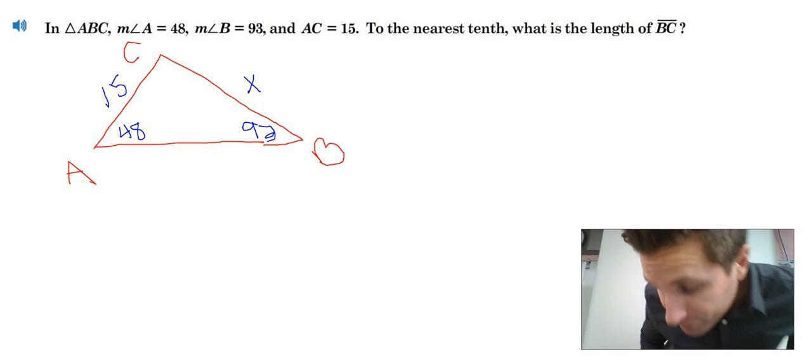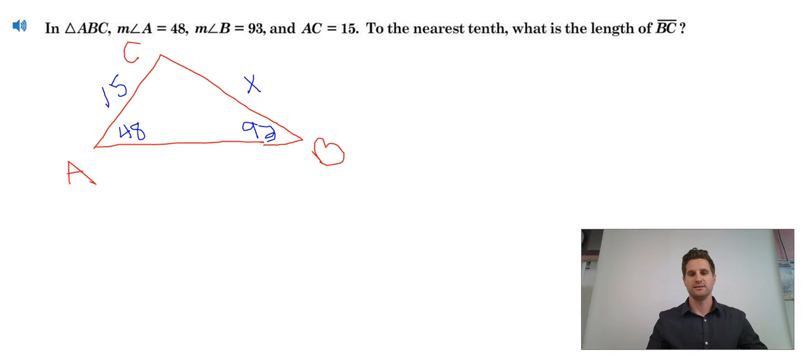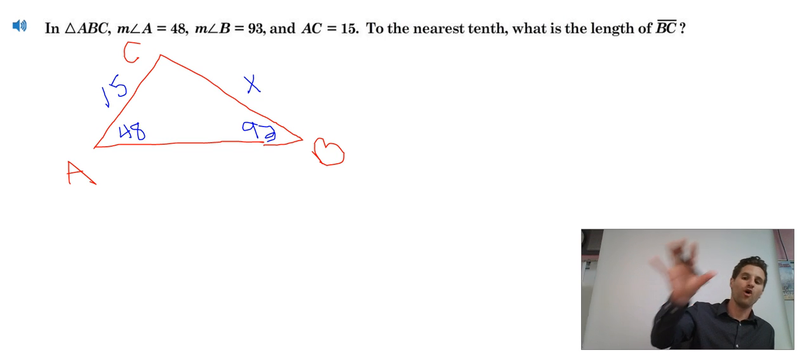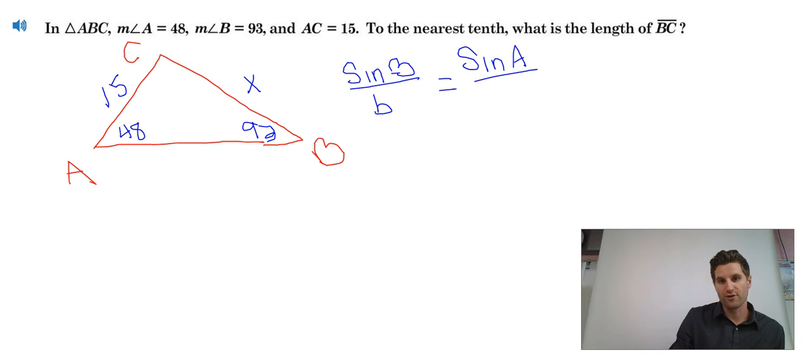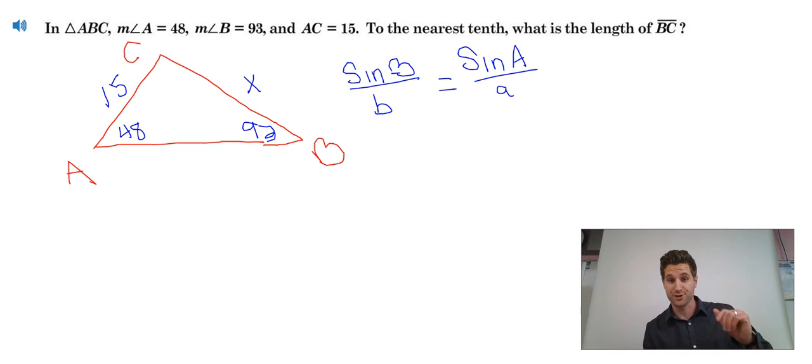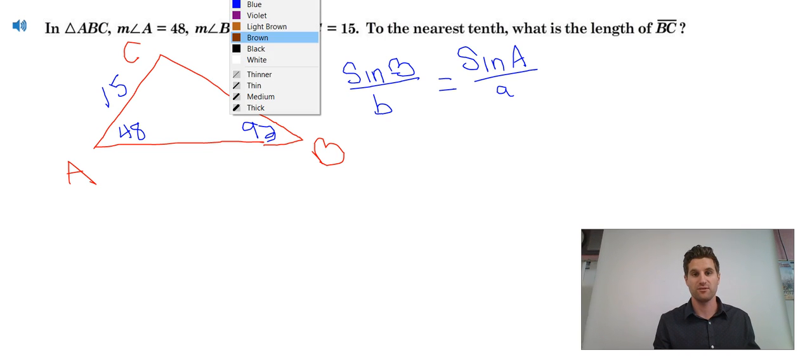Our law of sines is that if you take the sine of an angle, you put it over the opposite side. So if I take the sine of B, I need to put it over little b. And I set that equal to the sine of A over little a. If you recall from the picture, little a is opposite the big A angle, and little b is opposite the B angle. So how would I set this up?